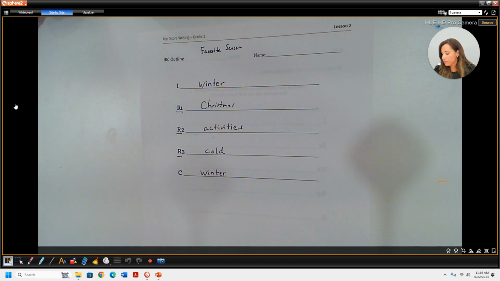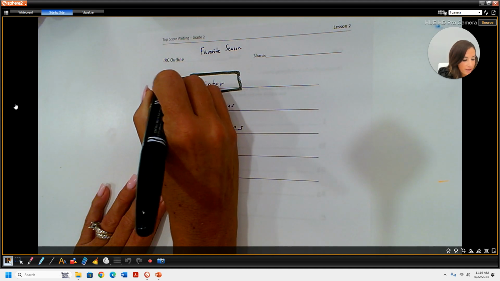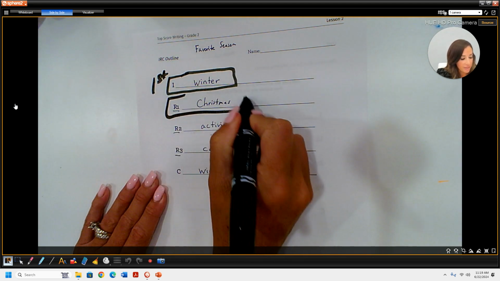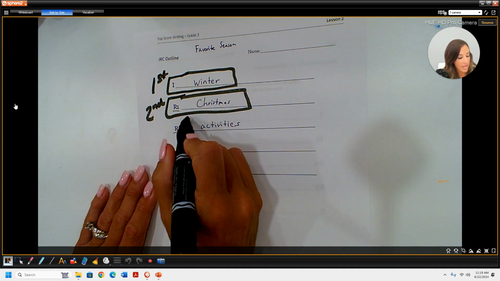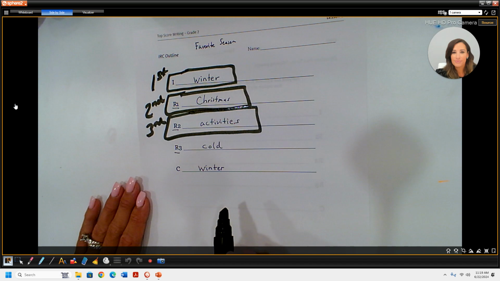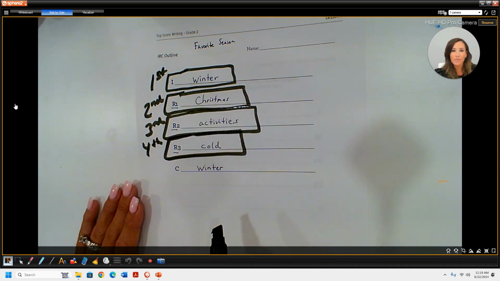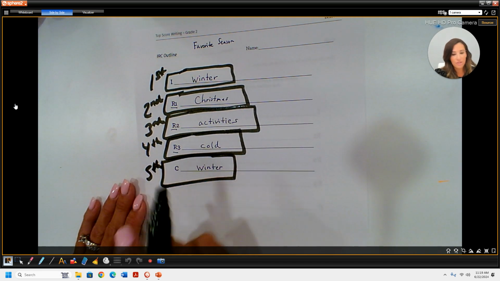Now, I want to show you, when you go to write your essay later, we're not doing that today, but just so you know, this is going to be your first paragraph where you're going to talk about winter is your favorite season. In your second paragraph, you're going to talk about you like winter because Christmas. In your third paragraph, you're going to talk about how you like winter because the different activities. In your fourth paragraph, you're going to talk about you like winter because it's cold. And in your fifth paragraph, you're going to talk again about how winter is your favorite season.